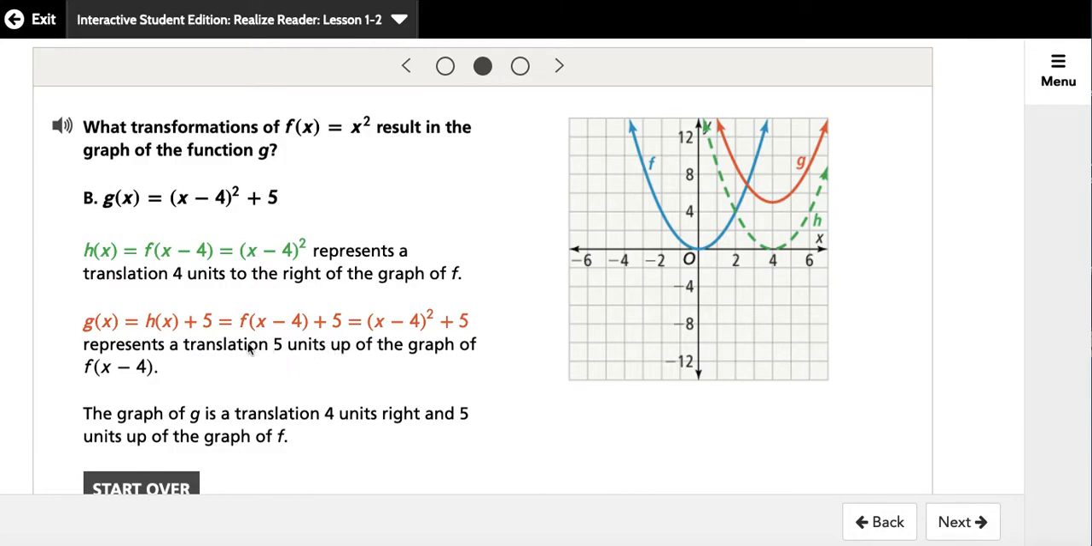And I'm not able to highlight it for some reason. So we go from the blue to the green, and then it was a transformation 5 units up. You might say that's not 5 units up, but the scale's different. That's 2 for every block, and this is 1 for every block.